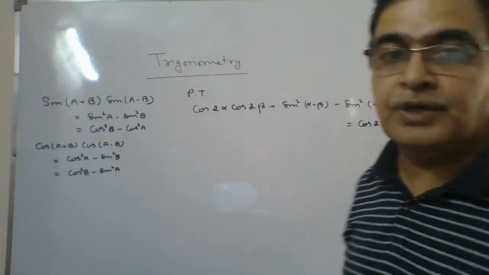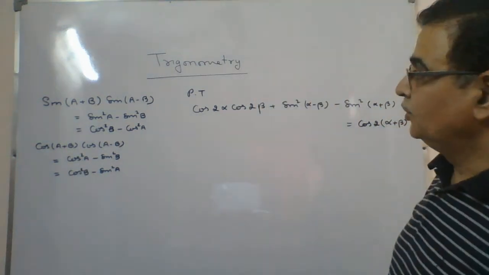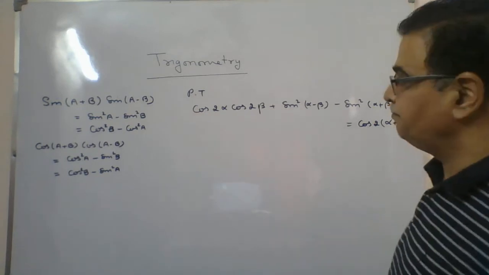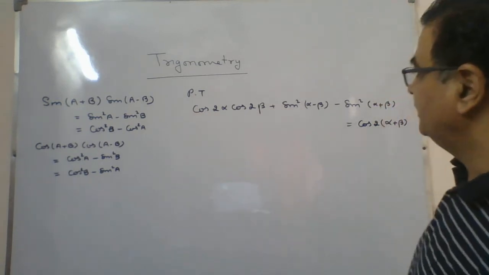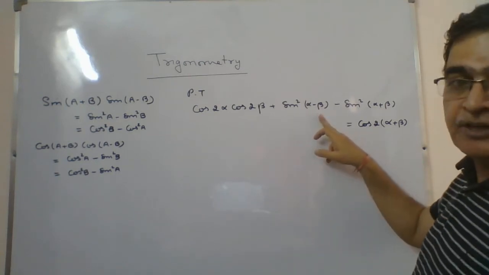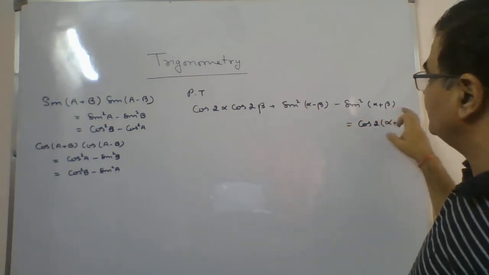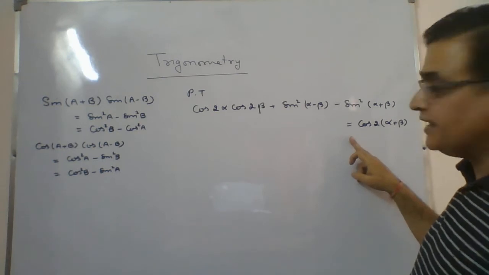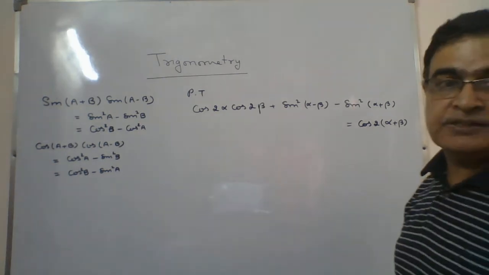Good morning. Now we are coming to the next question on these two results. Previous results always remain there. The question is cos 2α cos 2β + sin²(α − β) − sin²(α + β). We have to prove this equals cos 2(α + β).